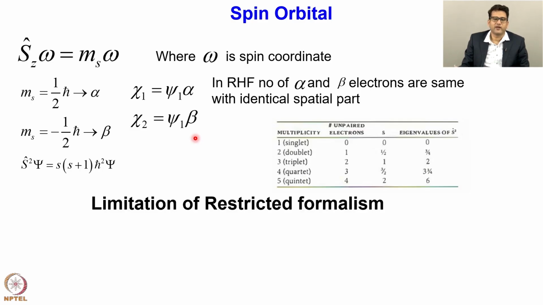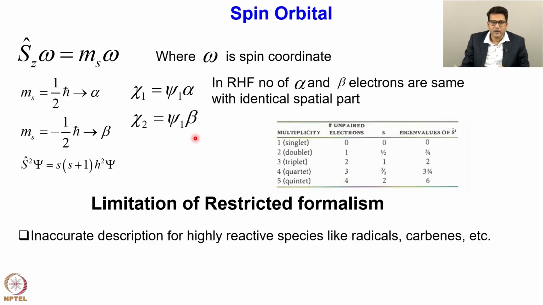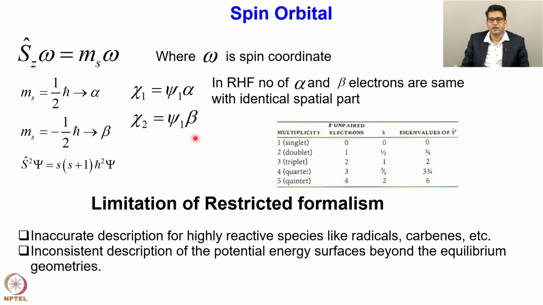Now the problem in restricted Hartree-Fock is that it is restricted to the cases when your system has an even number of electrons and all the electrons are paired up. Remember, having just an even number of electrons does not mean the electrons are paired up. They can be unpaired also, or partially paired up. So the limitation of the restricted formalism is that it cannot describe highly reactive species like radicals or carbenes, and for the potential energy surface beyond the equilibrium geometry, it gives an inconsistent description.